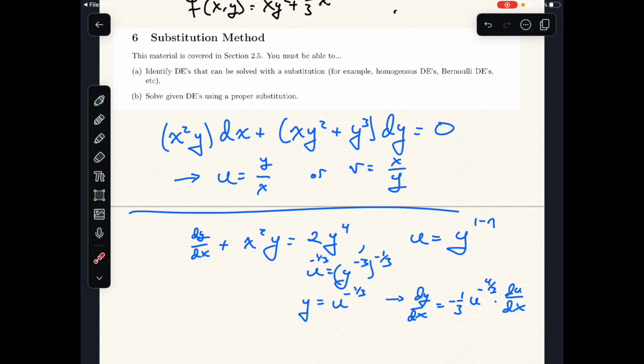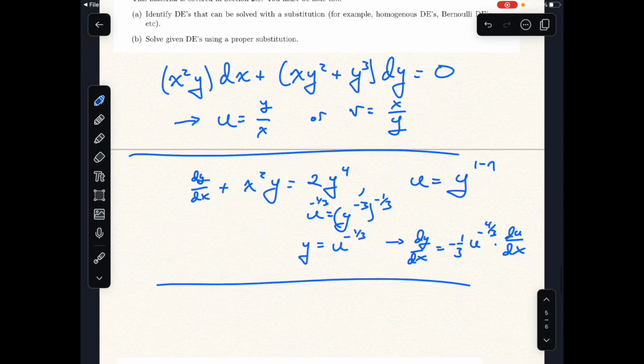And then you can sub all this stuff out. Once you sub all this stuff out in terms of u's and du dx's, you should be able to simplify it to something that looks linear. And then once you get something that's linear, you're going to want to do the integrating factor method to actually solve it.